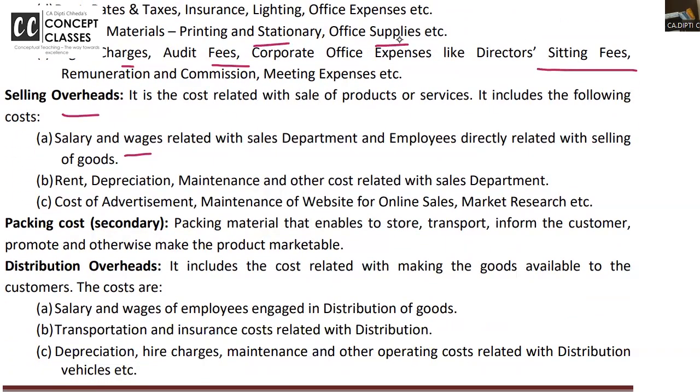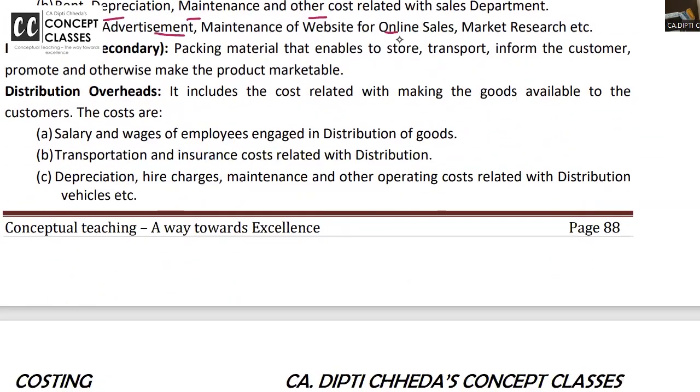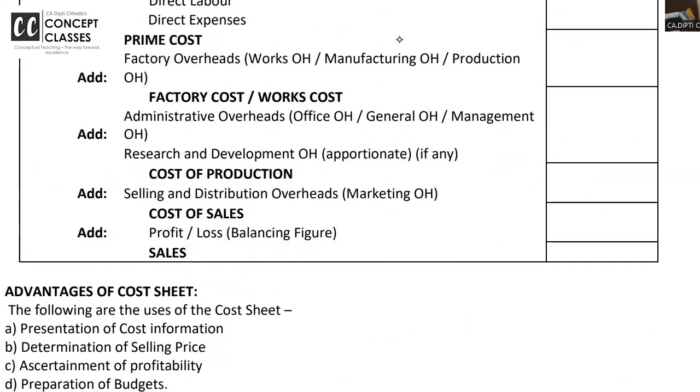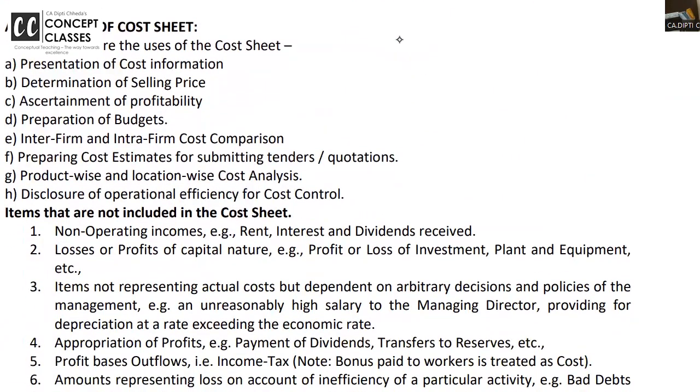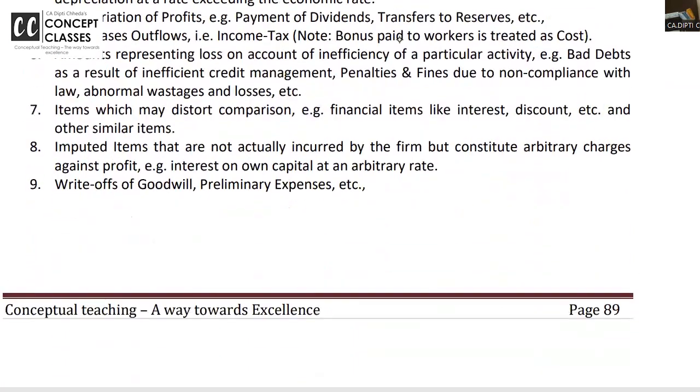Sales related salary, wages, rent, depreciation, cost of advertisement, secondary packing, delivery related distribution expenses all. Sometimes if it is without stock, you can do. Okay? Right. So these are the pointers.